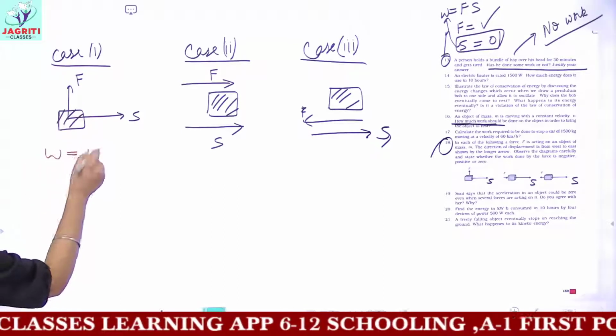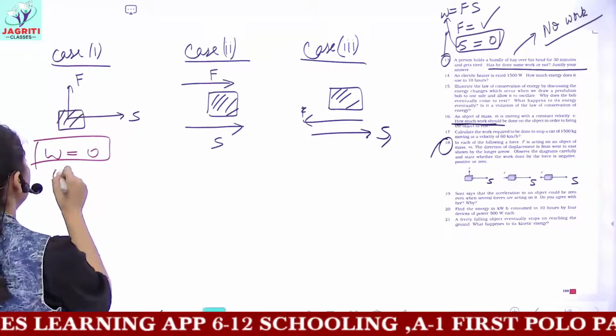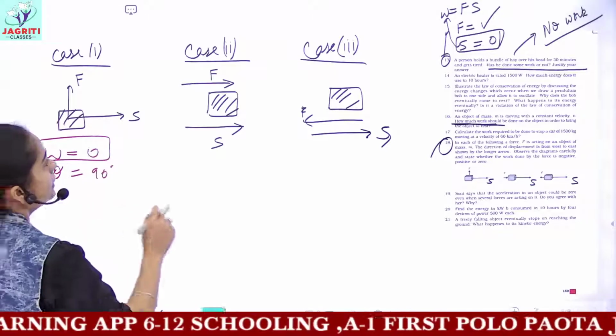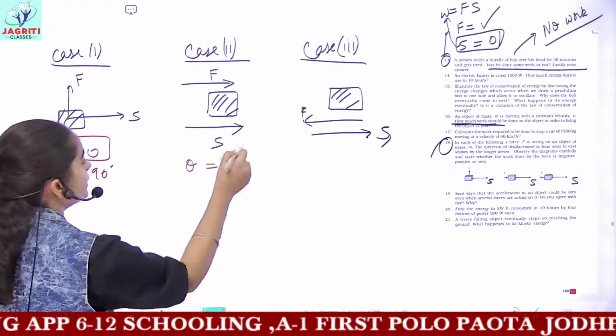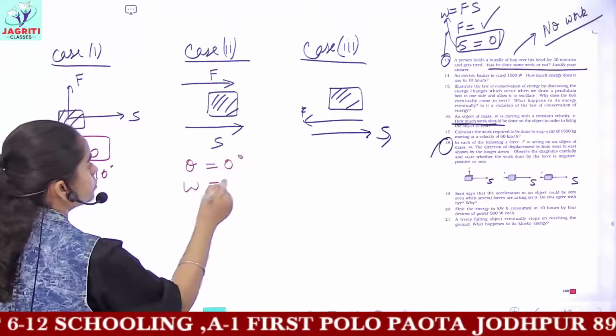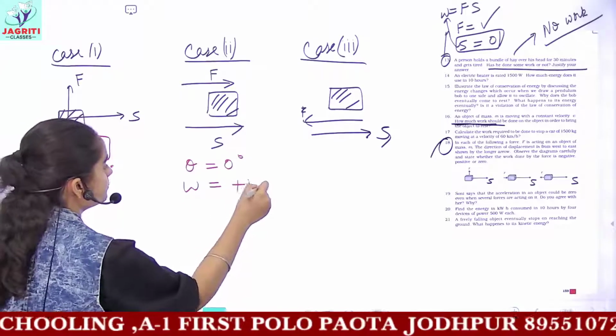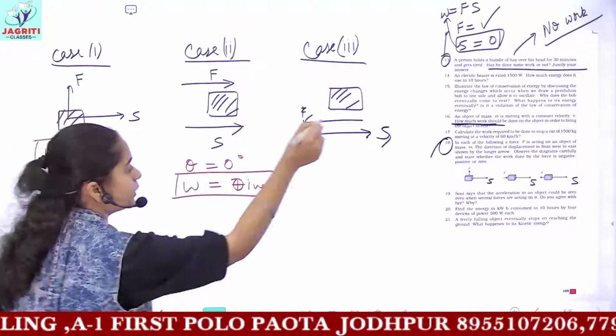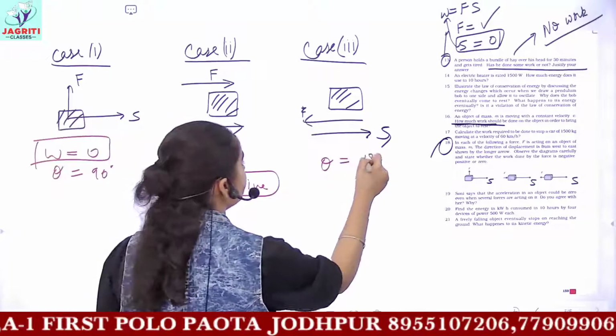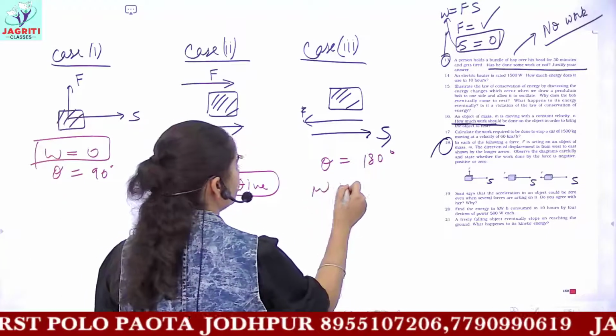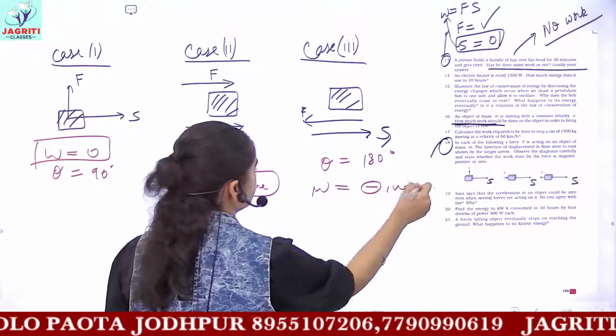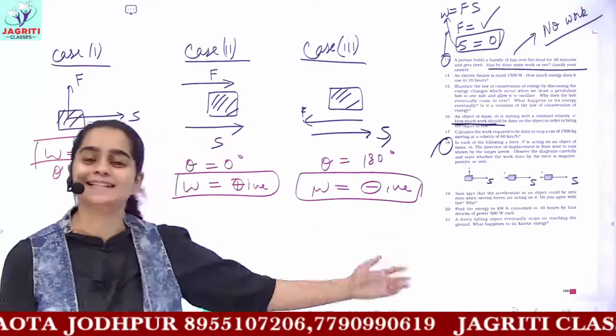Like in the first, you can check the answer. The work here is 0 because theta is 90 degree. In the next one, because theta is what? 0 degree. So the work would be positive. And for the next, the theta here is 180 degree. So the work would be negative. So I hope you have got the answers correct.